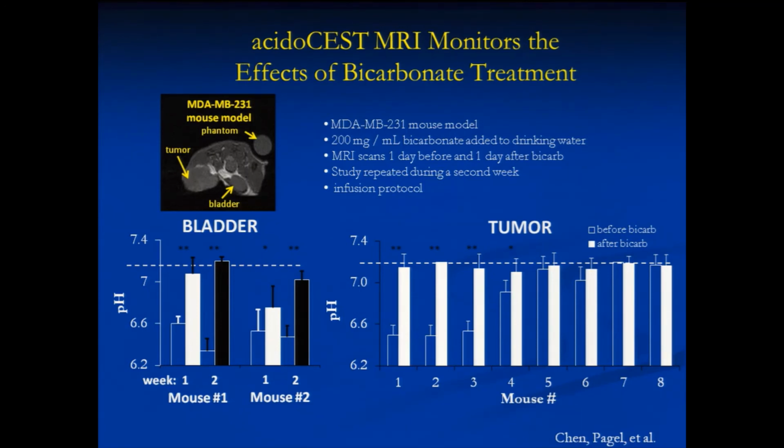And you can see the acidoCEST was able to measure the pH in the bladder, and this is before bicarb, showing a much lower pH, and then the bicarbonate buffered the pH in the bladder in both of these animals. And in the animals whose tumors had low pH, the bicarb was able to raise it to neutral levels, and this isn't so much observed in animals that didn't already have lower pH, but that's to be expected because the buffer doesn't raise the pH per se, it just buffers it to neutral pH.